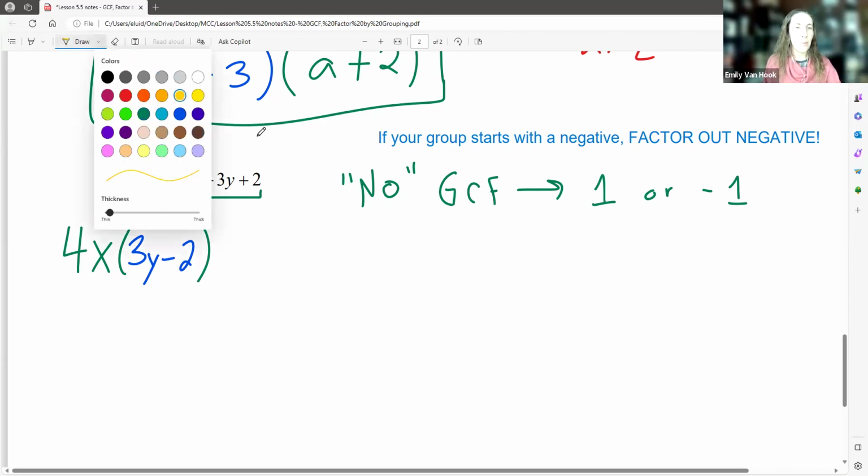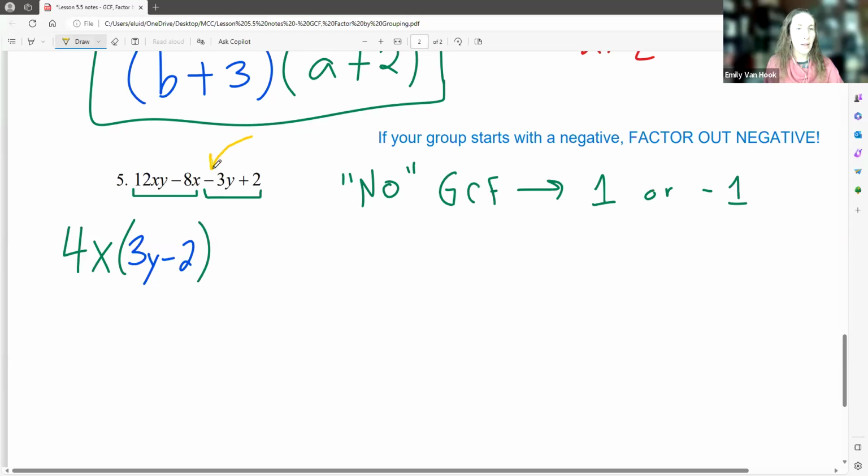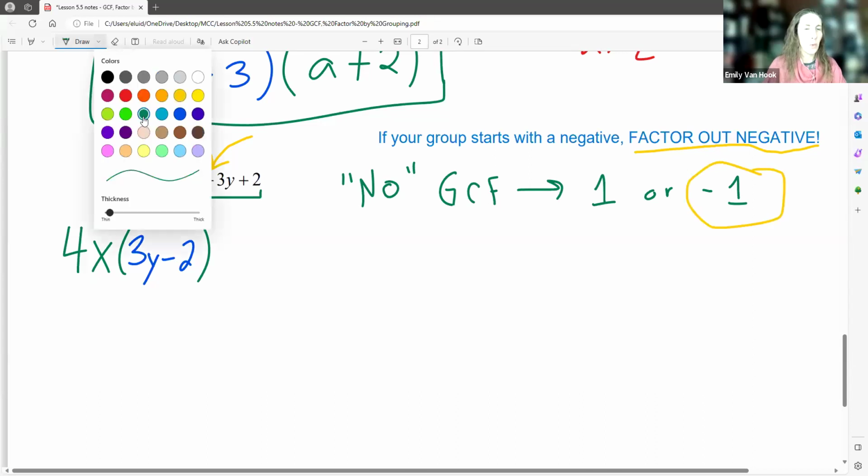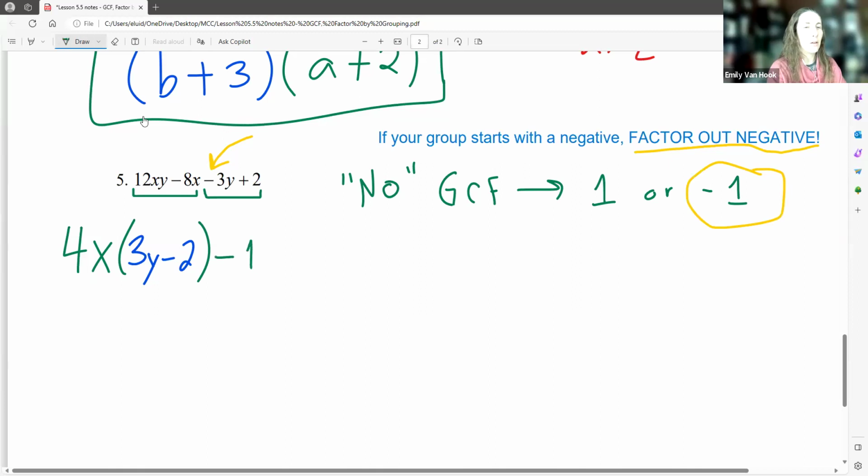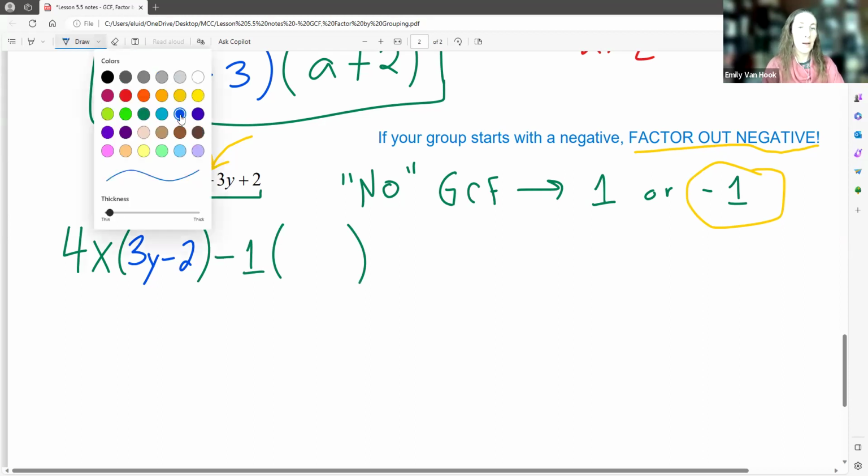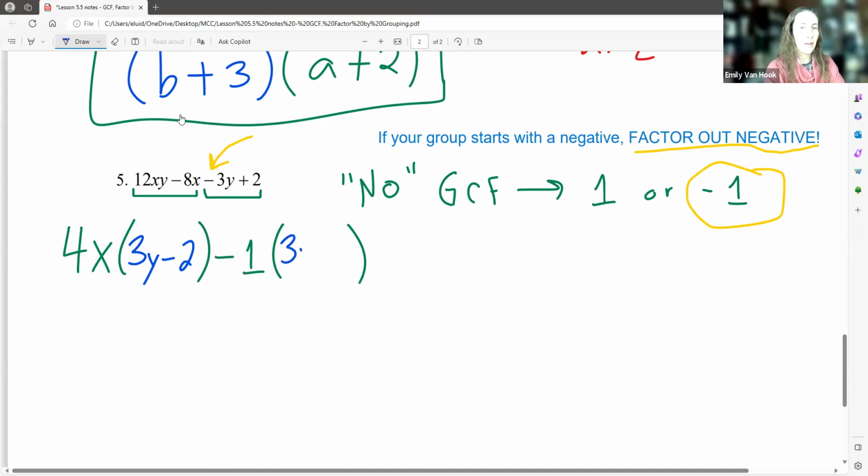In this case, because of that minus sign, remember, if your group starts with a negative, factor out a negative. So we're going to be factoring out negative 1. All right, let's do it. So we'll factor out negative 1 from this group. So we're dividing each of these terms by negative 1. Negative 3y divided by negative 1 would be positive 3y. And take a look at how it's starting to match our other parentheses. That's always what we should expect with factoring by grouping.